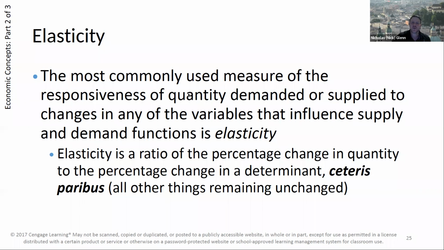And the way we measure this responsiveness, we call it elasticity. It's just the ratio of the percentage change in the quantity to the percentage change in the determinant here, with all other things remaining the same. So what sort of percentage change in price, what kind of impact will that have on the percentage change in the quantity demanded or supplied of this good?